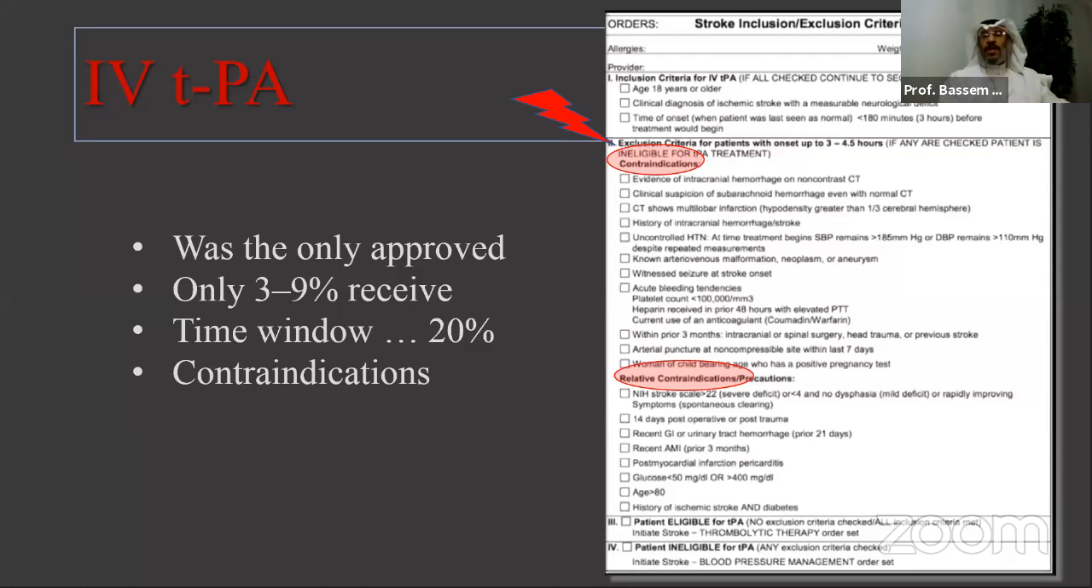IV TPA, with no doubt, was the only approved therapy for acute ischemic stroke, but unfortunately, it's received by less than 10%, partly because of the limited time window and partly because of unavailability in all the hospitals around the globe. Not to forget the long list of absolute and relative contraindications.